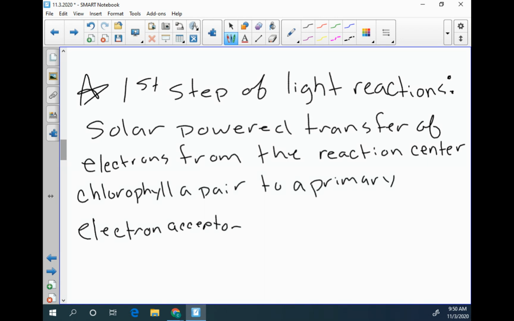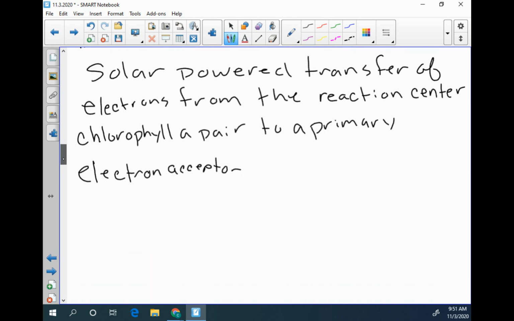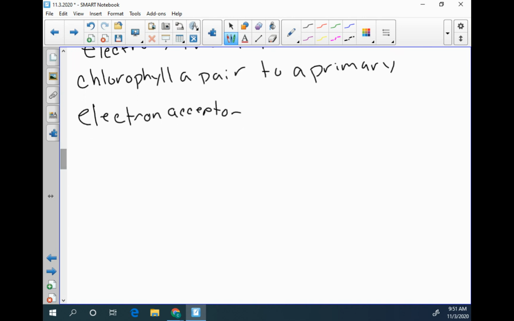So when that primary electron acceptor finally gets the electron it needs, we will move into our next step, which we'll really talk about tomorrow. So I'm going to talk about a little bit of the difference between photosystems, because there's two types of photosystems. And one more jab at our good buddy, the redox reaction.